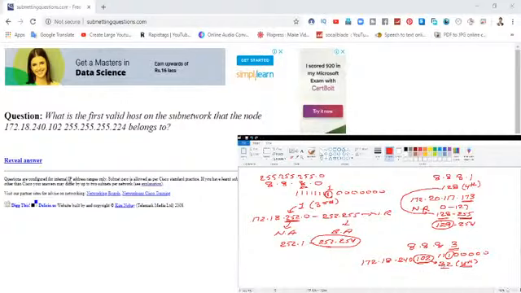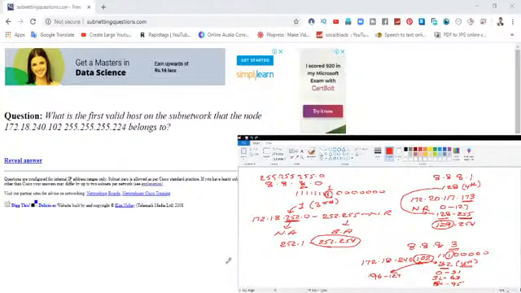As we can see, we have a jump of 32. Now, this 102 will be part of which network range? The first network would be 0 to 31, then 32 to 63, then 64 to 95, and then 96 to 127. So this 102, this IP address, would be part of this network.